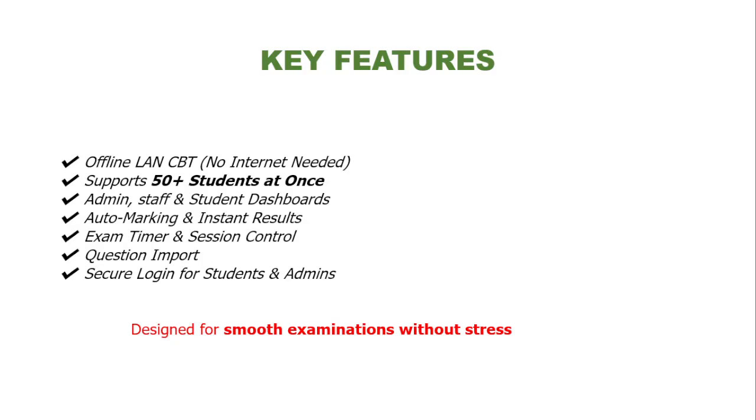Now, what are the key features you're going to have access to? What is contained in the CBT website? Remember, I told you it's offline based, so you don't need an internet connection, and it supports over 50 students, which means over 50 students can get registered on the website and do their exam successfully. We have three main interfaces for the CBT system: the admin interface, the staff interface, and the student interface or dashboard, whereby the student can take an exam.